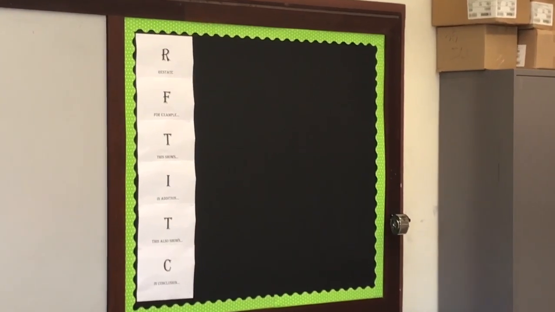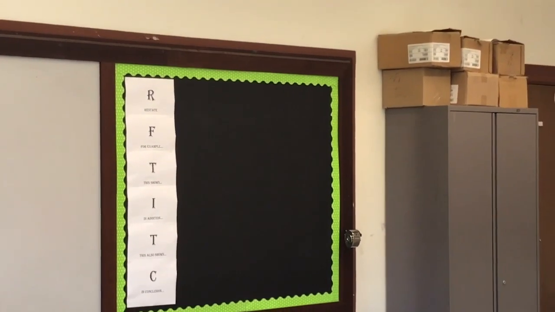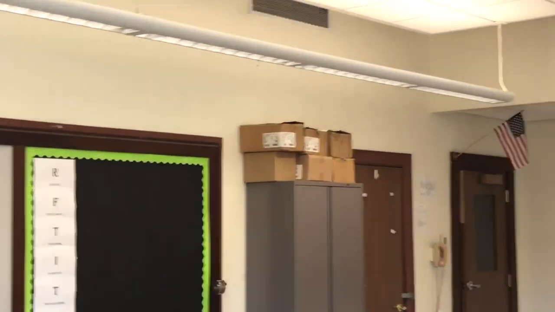Next to that, to the right, is another corkboard with a writing strategy that Mr. Lustig created, which is now used throughout the entire district. It is an acronym for building an academic paragraph called RFTITC, which is restate, for example, this shows, in addition, this also shows, and in conclusion. I've already seen him introduce and implement this strategy in lessons. He has collected assessments for using this strategy, and I've already seen students look up at it for reference while working in the classroom.